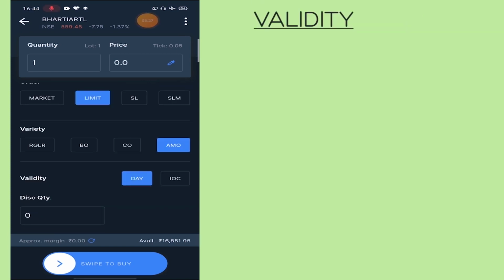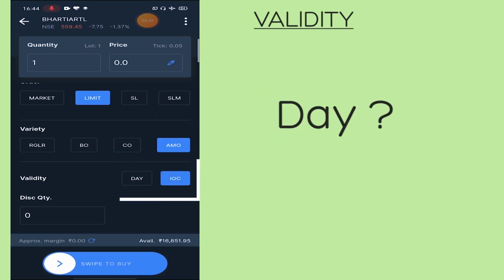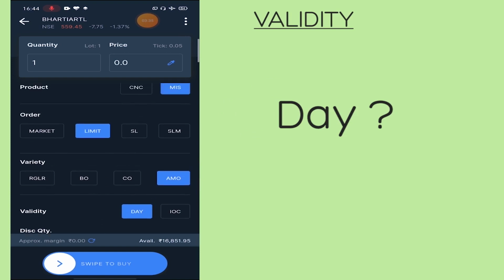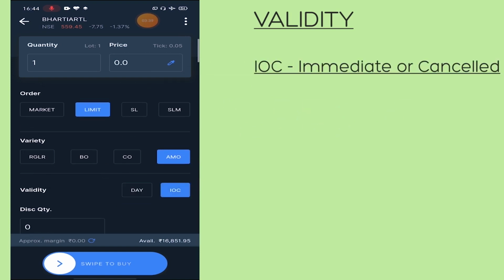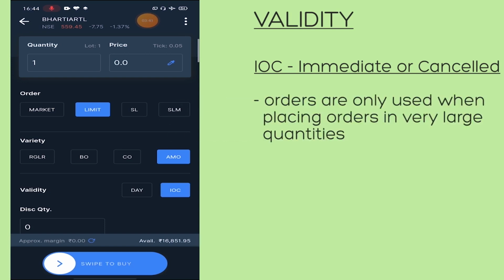So what is this validity? Here you can see two options. One is day and the second one is IOC. So what is day? For most trades, you have to place day itself. IOC will be used when the order placed should be matched with the buyer and seller in terms of price as well as in terms of quantity. So when the quantity and the price get exactly matched, only then will your order get executed, or else it will be in a pending stage.